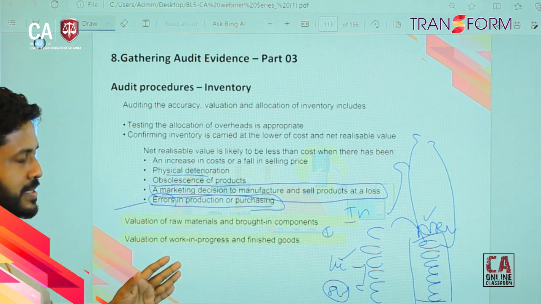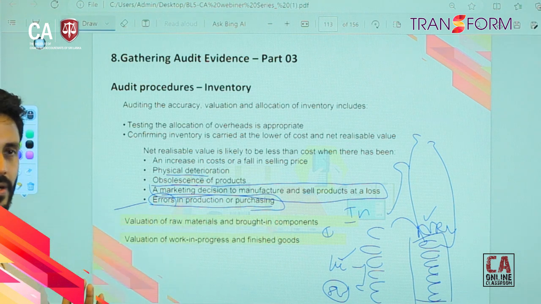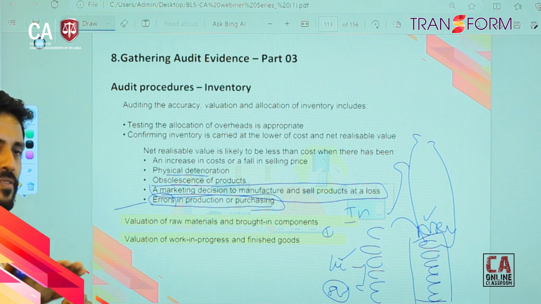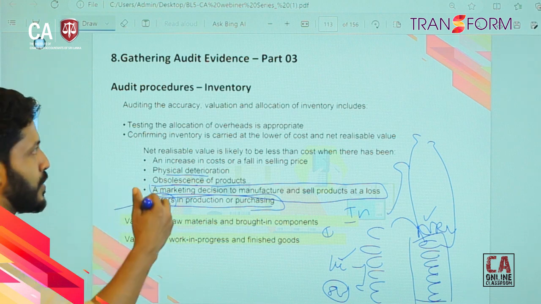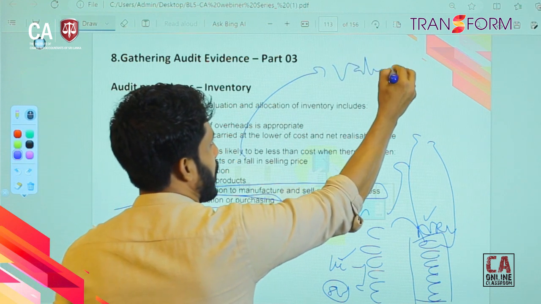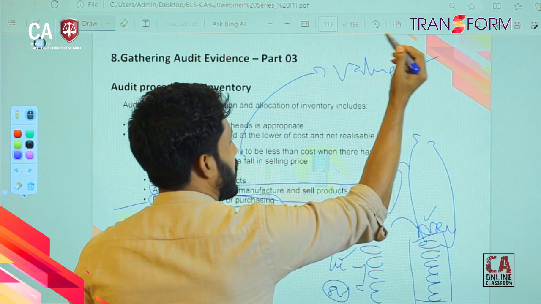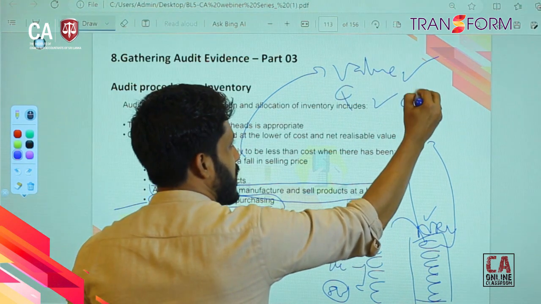What you can do is you can select a sample of NRV inventory items. You can cross check with the latest prices. Whatever the price used by the management, you can independently verify and confirm the value, right? So then after doing this activity, you are ensuring the value, right? Now you are comfortable with the value and quantity was comfortable from the observation, right?